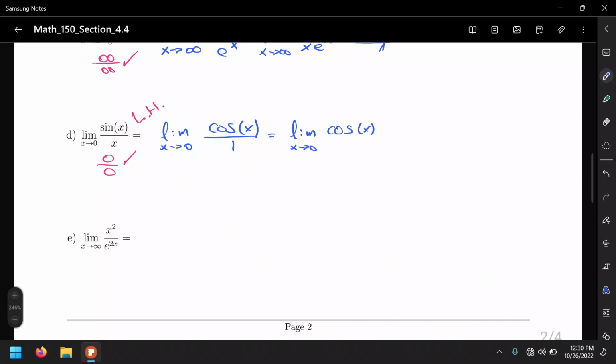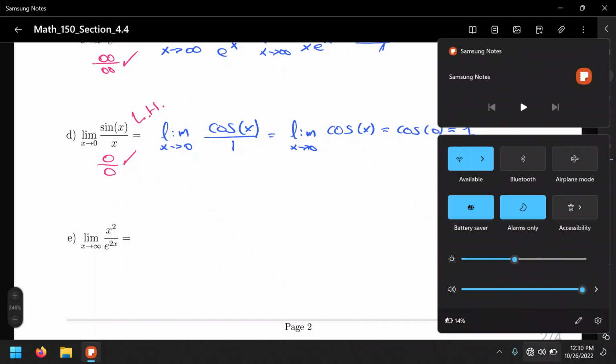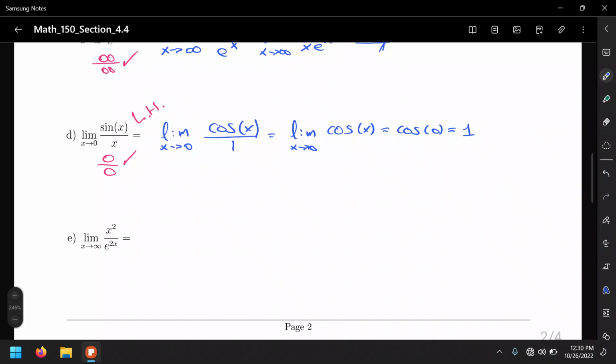as x approaches 0. And this limit, which is a lot simpler, let's just go ahead and do the direct substitution. That's cosine of 0. And what's cosine of 0? 1. Doesn't that match our result for that special limit that we used back when we computed limits involving trigonometric functions besides taking derivatives of trigonometric functions? So now we have a powerful tool to show this limit.